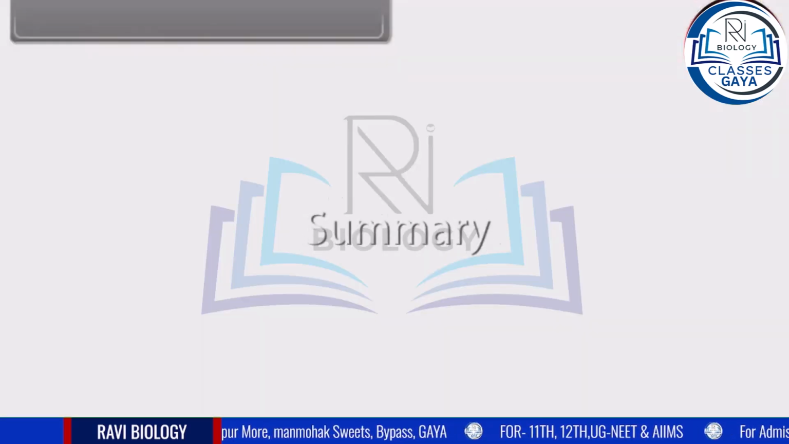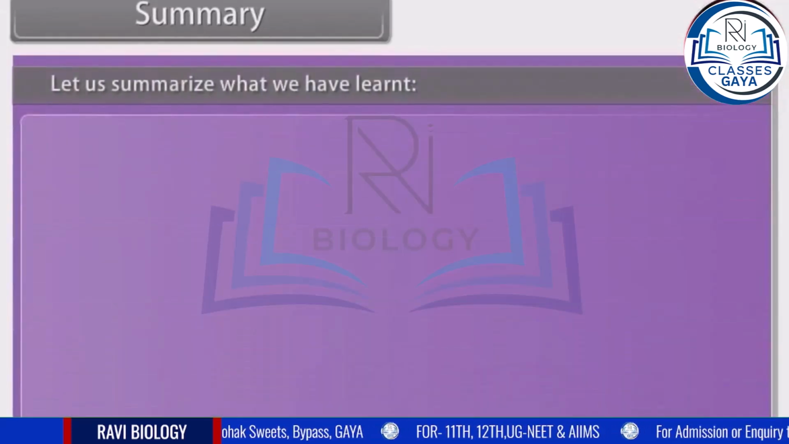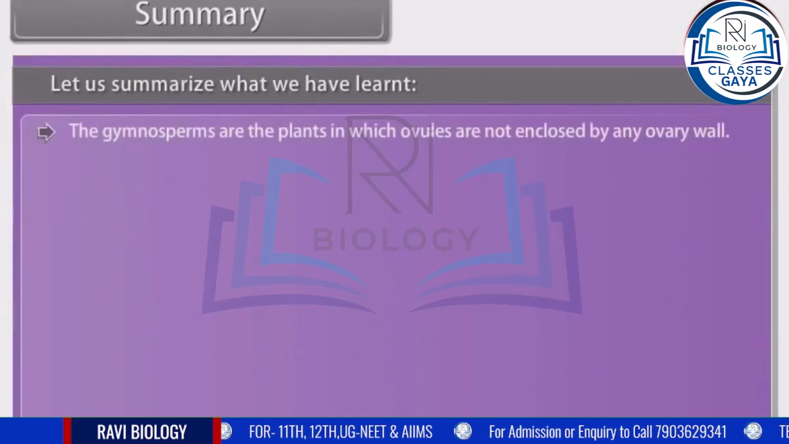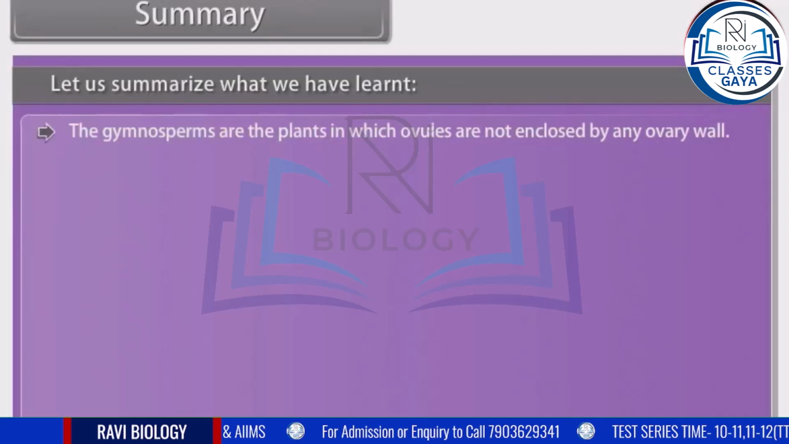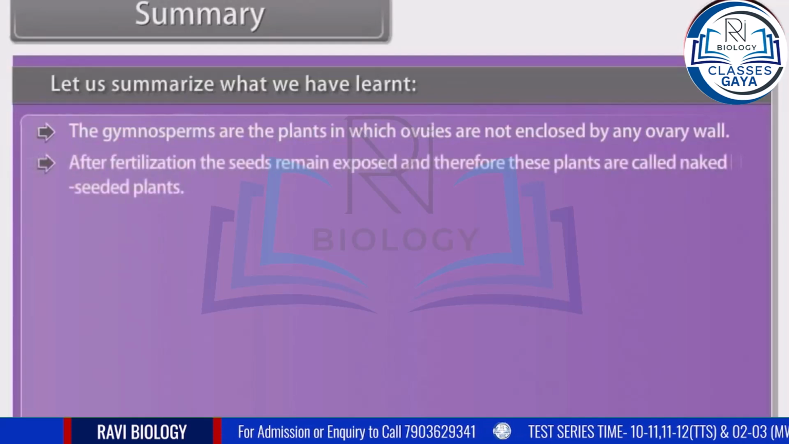Summary. Let us summarize what we have learned. The gymnosperms are the plants in which ovules are not enclosed by any ovary wall. After fertilization, the seeds remain exposed, and therefore these plants are called naked-seeded plants.